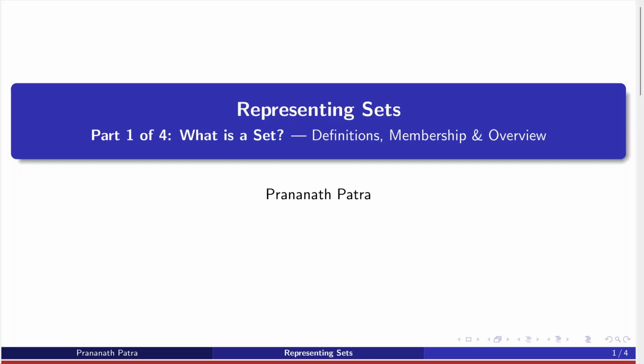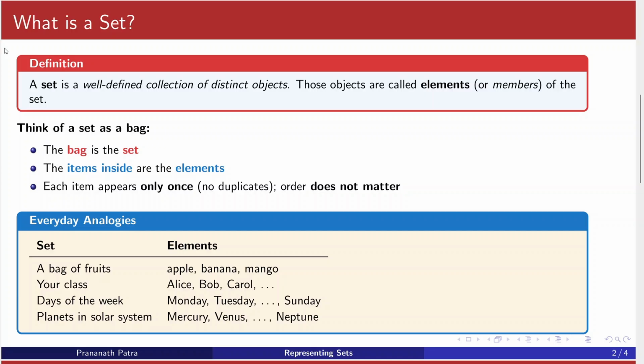Let's get started. Let us start with a simple question: what is a set? The formal definition tells us that a set is a well-defined collection of distinct objects. Let's pause and think about those words carefully. Well-defined means there is absolutely no confusion about what belongs in the collection and what does not. Distinct means that every object in the collection is completely unique.